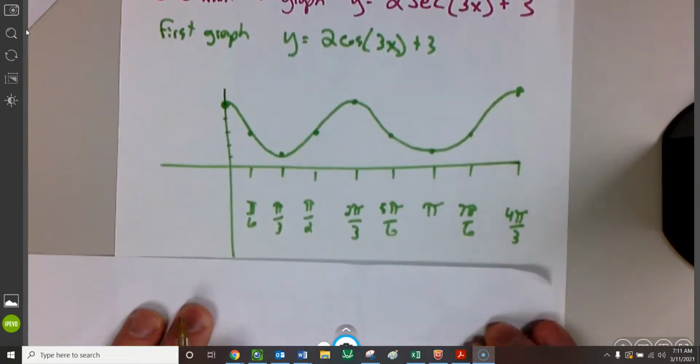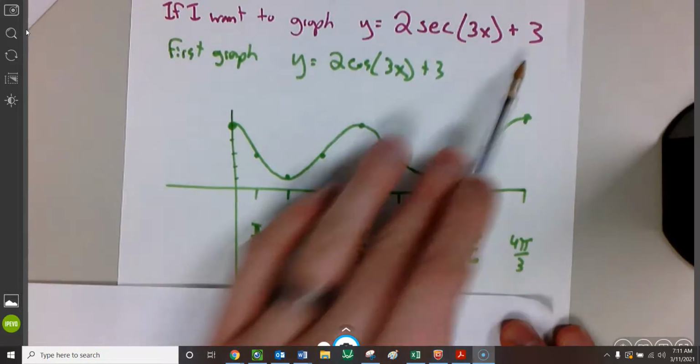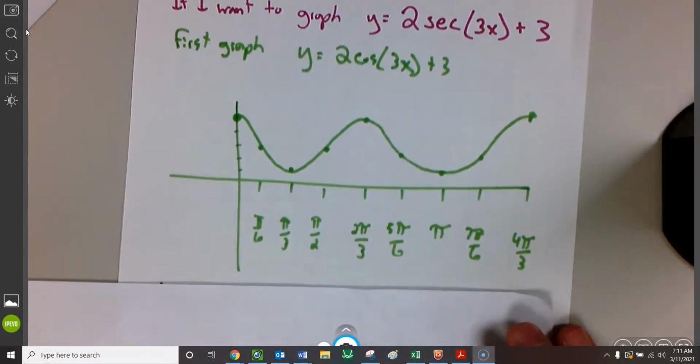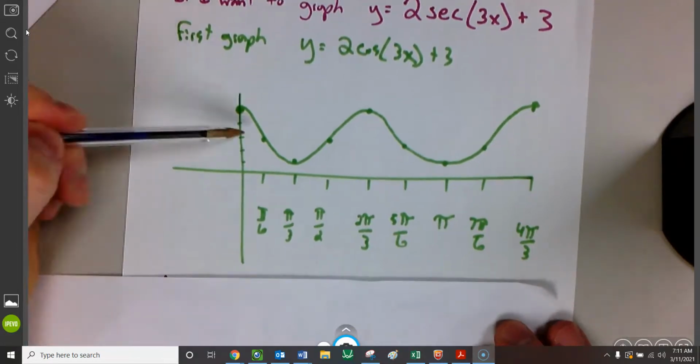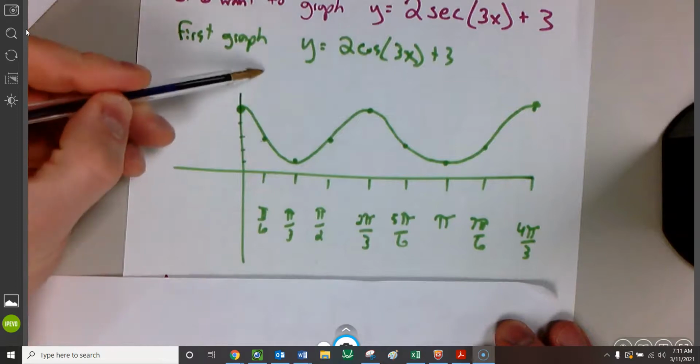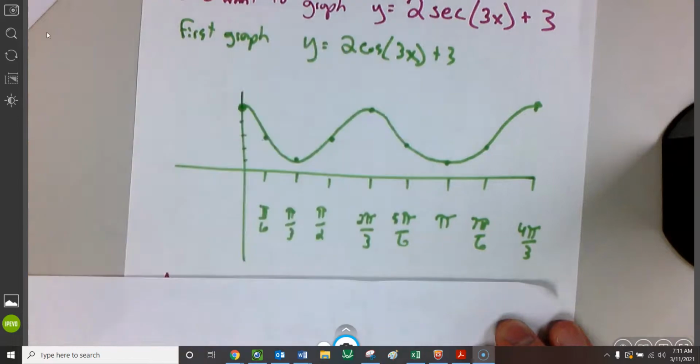So I have this green one I'm going to use. This isn't actually our graph. Remember, we're trying to graph 2 secant 3x plus 3, but we're going to use this as a tool. And the little reciprocal behavior idea, what's happening here is at these nodes, at these points in the middle, those are going to be where the asymptotes are for my other graph. So at nodes, I'll put asymptotes.